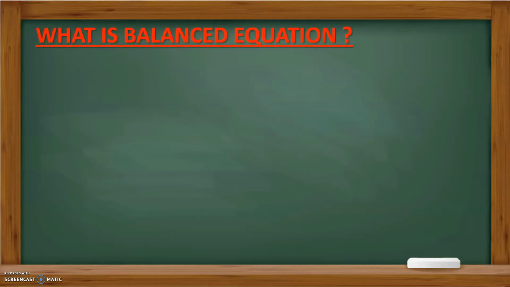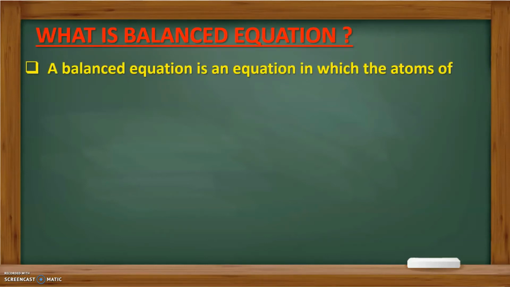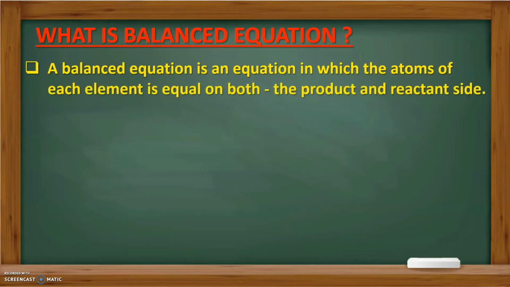Now let's understand what a balanced equation is. A balanced equation is an equation in which the number of atoms on the product side and the reactant side is equal. An example of a balanced equation is the reaction of zinc with sulfuric acid. The reaction is as follows: Zn plus H2SO4 gives ZnSO4 plus H2.